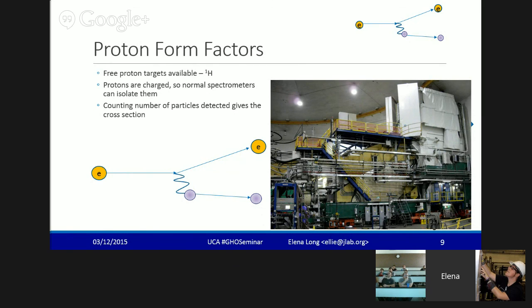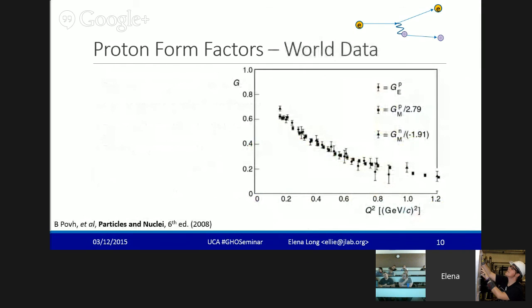So we basically run this for a while and count the number of particles detected. That gives us our cross-section. And since we have two unknowns for the proton, the electric and the magnetic form factors, we need to do two different measurements, and then we can solve back for them, just simple algebra. And as I mentioned, it's a relatively easy experiment.